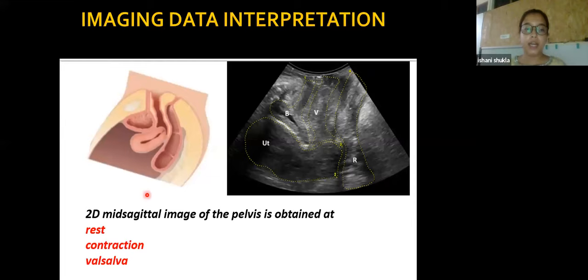This is the normal 2D mid sagittal image seen on ultrasound. This is the urethra longitudinally, and this is the bladder, which is empty here at rest. This is vagina, this is the uterus, and this is the anal canal, and this is rectum.